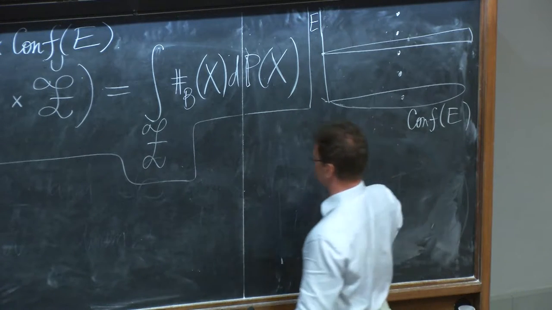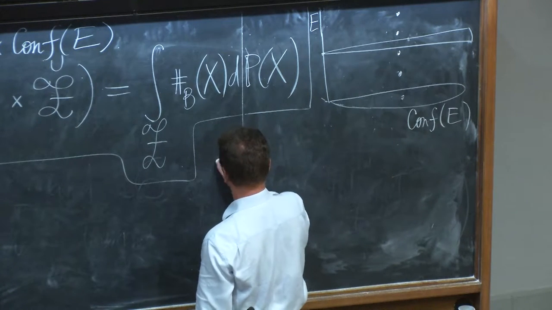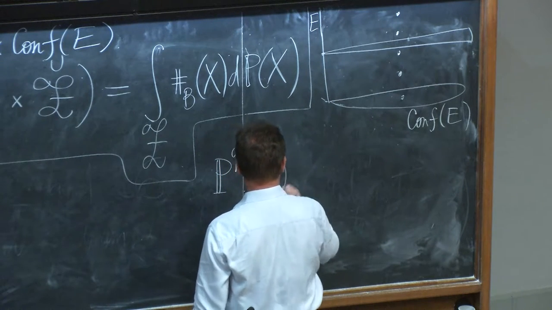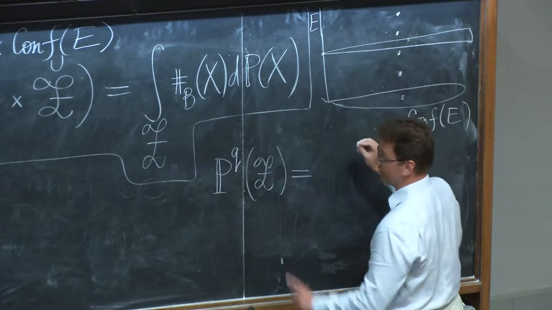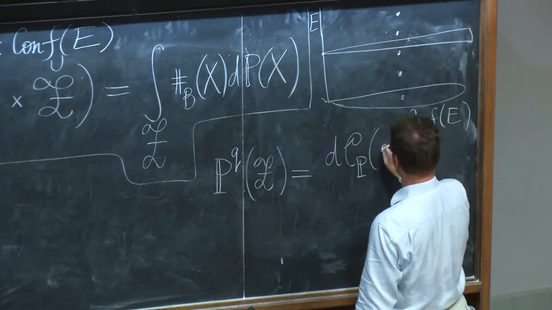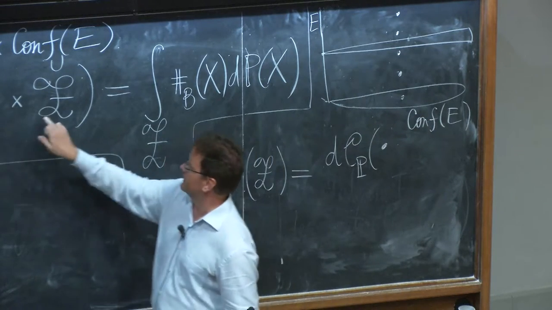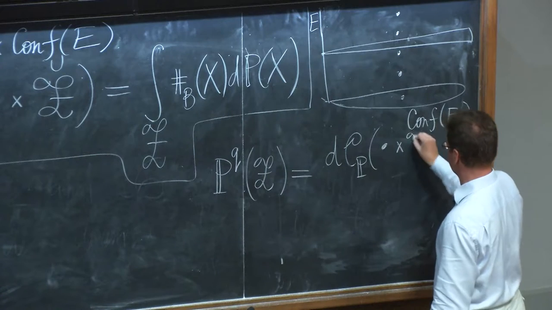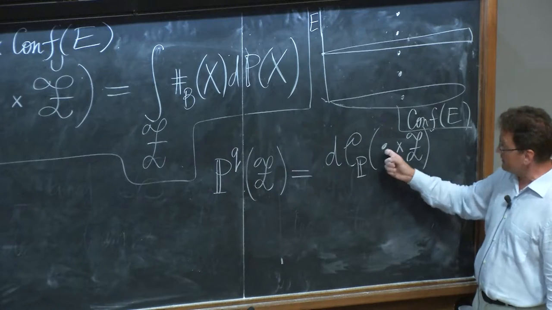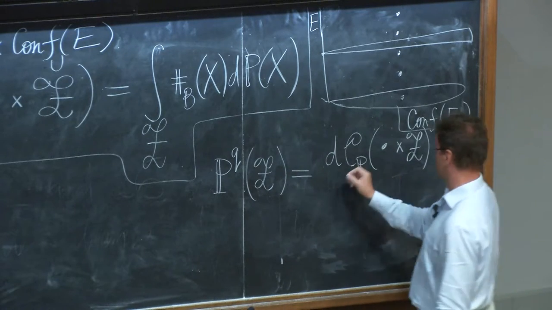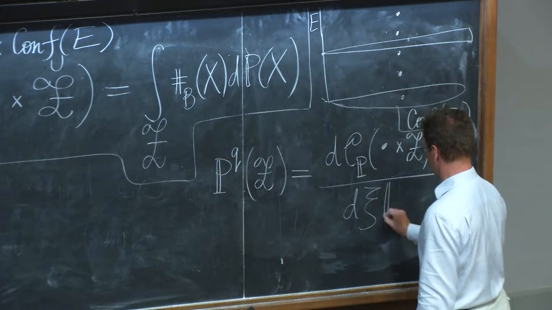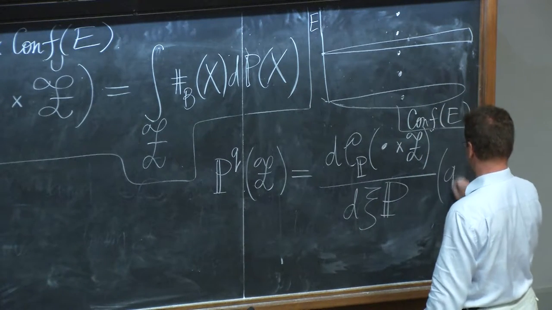It is also possible to write it in the following way: pi q of some subset Z is the Radon-Nikodym derivative of what? Of the Campbell measure, where I fix this as a placeholder and I fix Z. So this is now a measure on E, on the phase space. So this is the variable, with respect to the intensity of my process at the point Q.